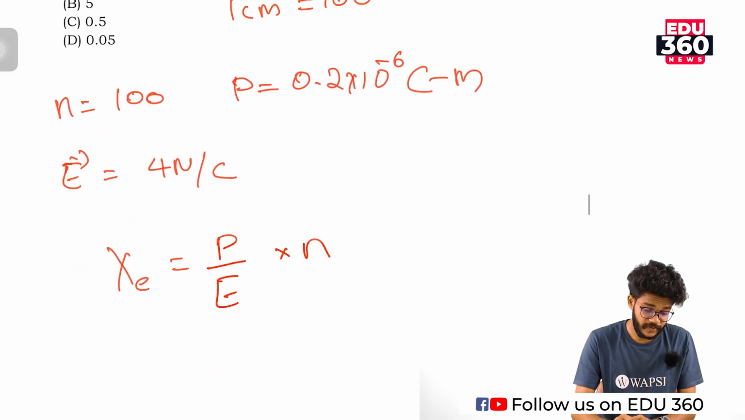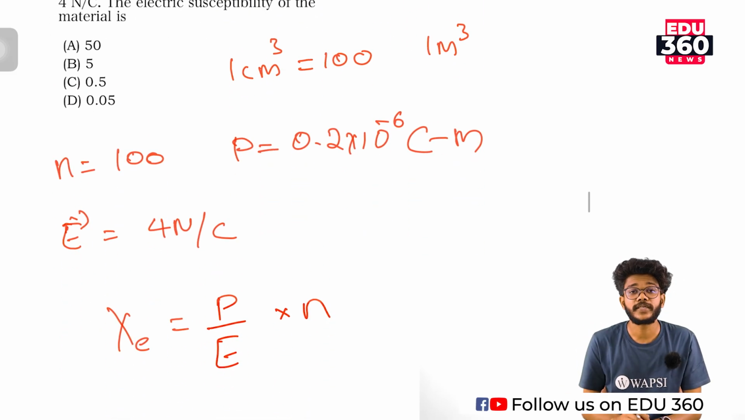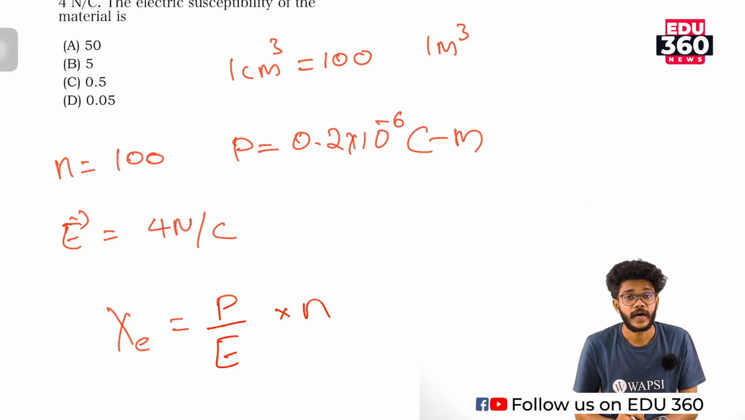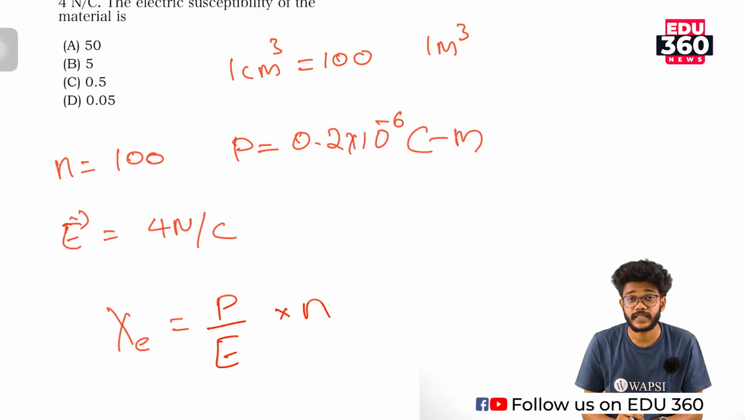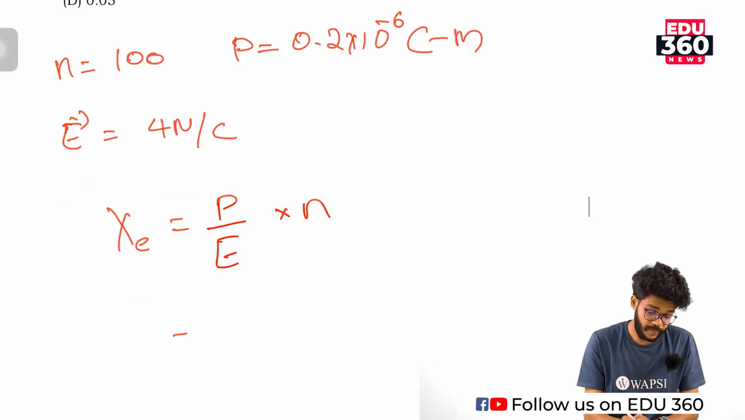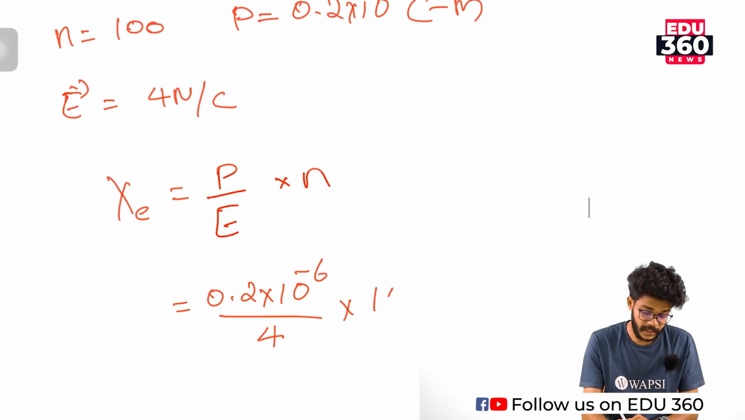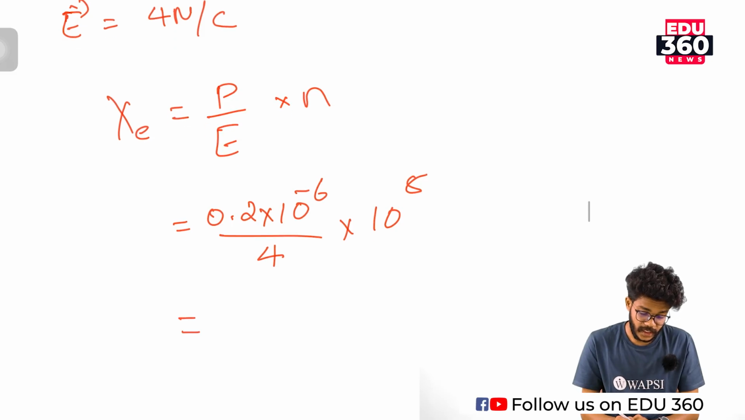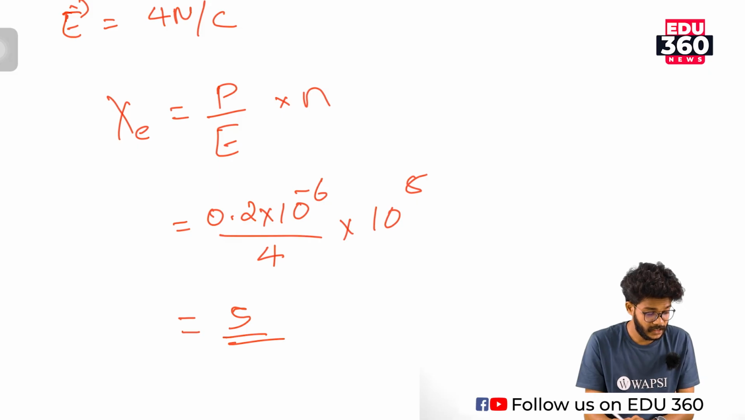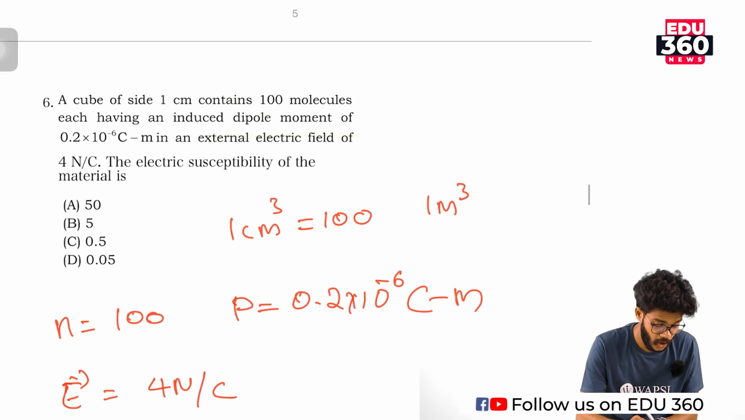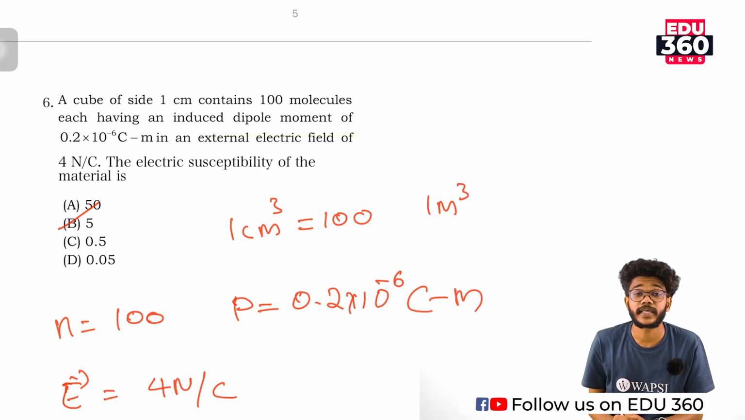So n will be 100 into 10 raised to 6, which is 10 raised to 8. P is 0.2 into 10 raised to minus 6. The electric field is 4, multiplied by 10 raised to 8, which gives 10 raised to 2 into 0.2 is 20. 20 by 4 is 5. The electric susceptibility is 5. Yes, option B is the correct answer.